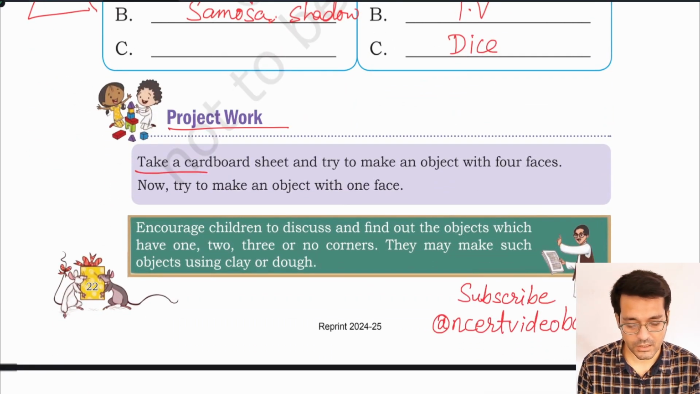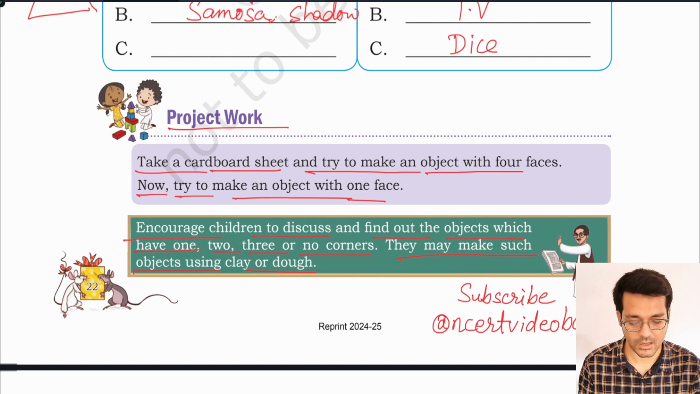Project work. Take a cardboard sheet and try to make an object with four faces. Now try to make an object with one face. Encourage children to discuss and find the objects which have one, two, three, or no corner. They may make such objects using clay or dough.